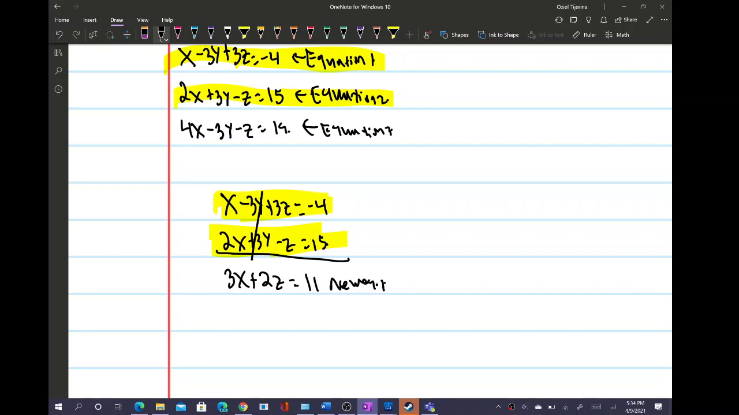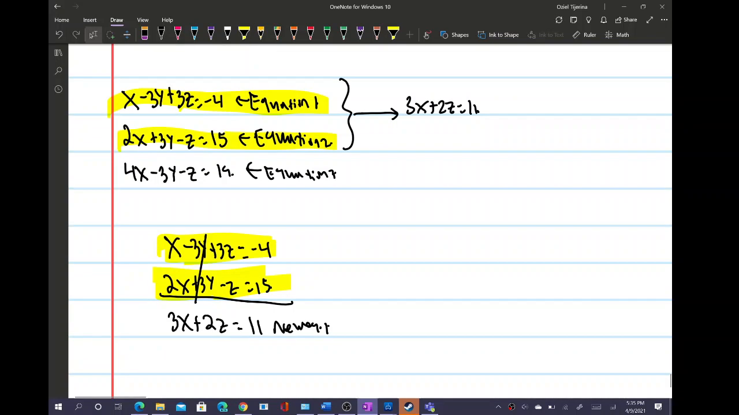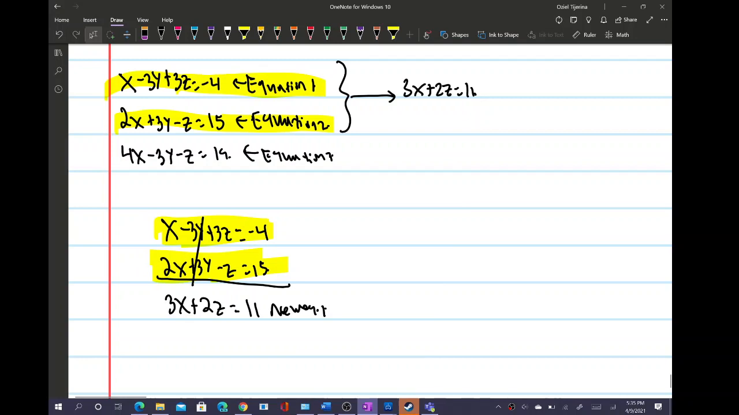So out of these two equations, we got 3x plus 2z equals 11, right? Now do equations 1 and 3: the top equation and this equation right here. So we have x minus 3y plus 3z equals -4, and then 4x minus 3y minus z equals 19.